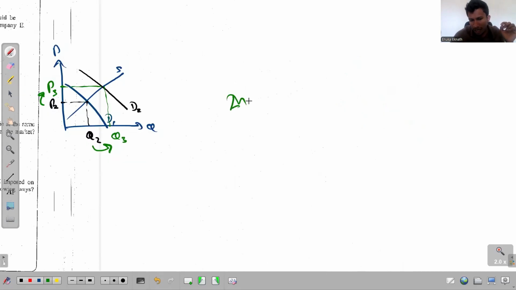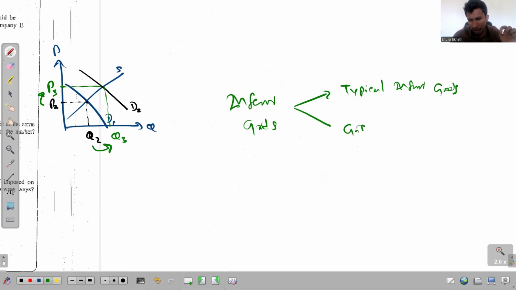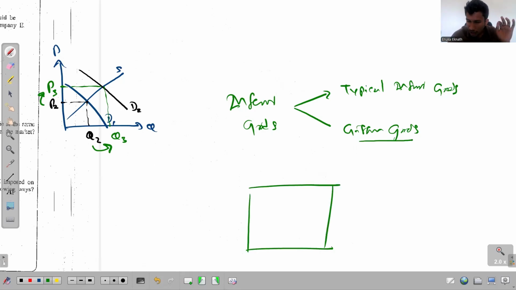The problem is that we divide inferior goods into two types, right? We divide inferior goods into two types. On one side, we have typical inferior goods, and on the other side, we have Giffen goods. I hope you remember that we have even written this. What is written? All the Giffen goods are inferior goods, but all the inferior goods are not Giffen goods.